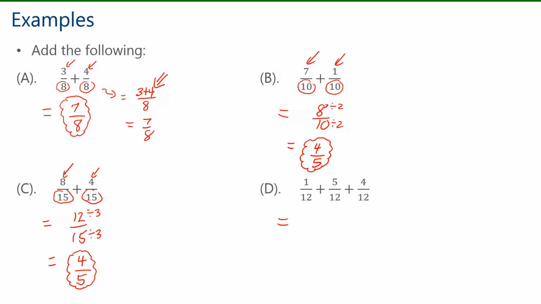Now in D, you see 3 fractions, but that's okay. The process is the same, and we have 3 common denominators, all 12, just copy it down. 3 numerators, just add them all. So 1 plus 5 plus 4 gives us 10. Now we check for simplification. Yes, this can reduce. 2 is the GCF for 10 and 12. 10 divided by 2 is 5. 12 divided by 2 is 6. Done deal.